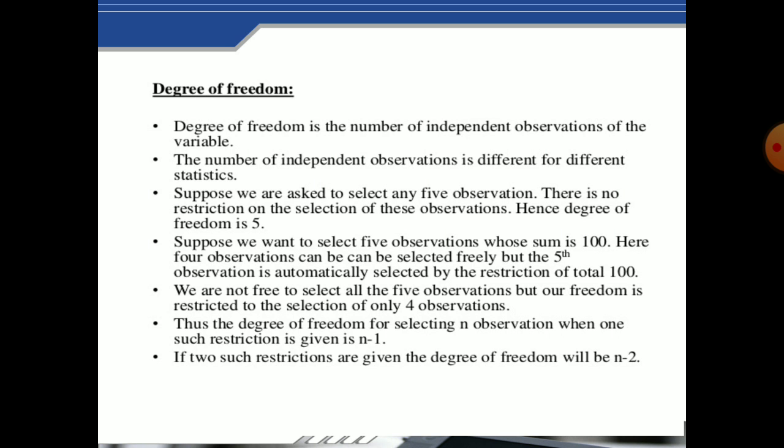And suppose we want to select those 5 observations whose sum is 100. So here the 4 observations can be selected freely, but the 5th observation is automatically selected by the restriction of total 100. Take one more example, like suppose a plus b is equal to 5. So there will be many such combinations such that a plus b equals 5.